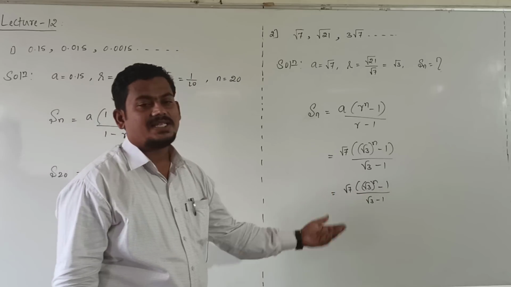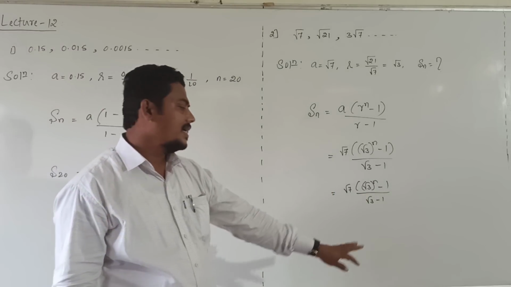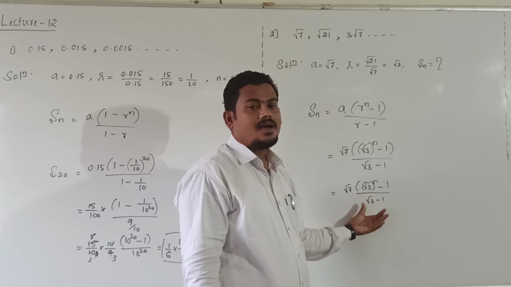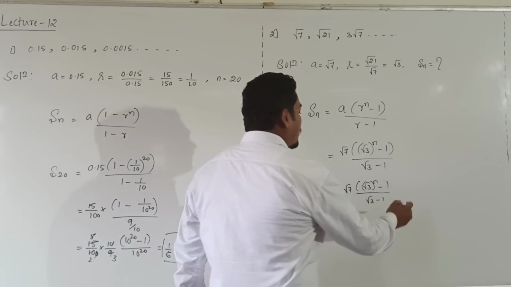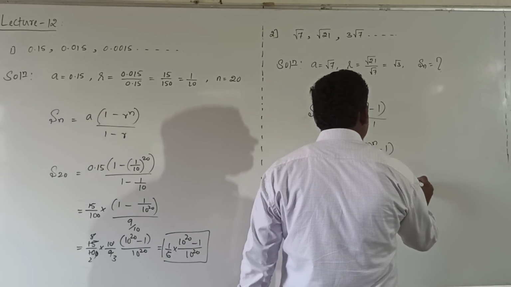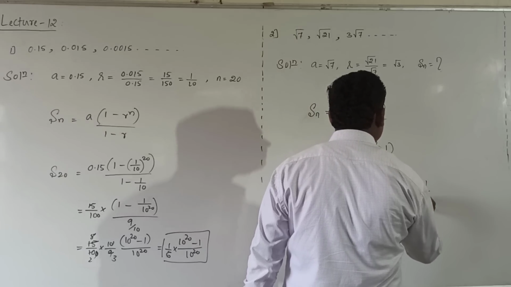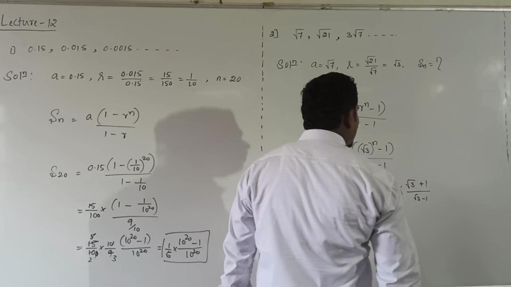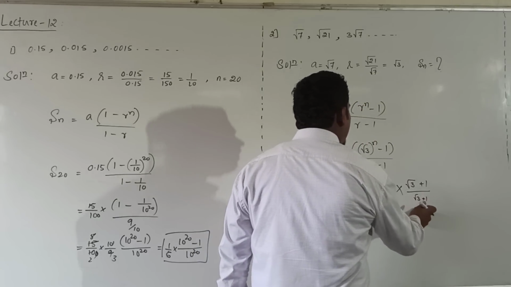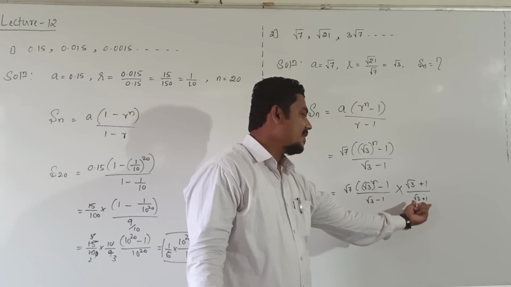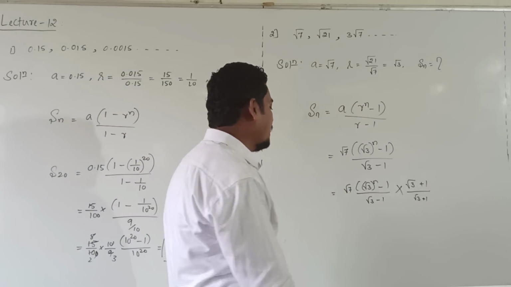Just write this expression, or else you can simplify. Just rationalize the denominator, this is enough. Or else you can simplify, just rationalizing the denominator: root 3 plus 1 divided by root 3 plus 1. Now the denominator becomes a plus b and a minus b, a minus b into a plus b, it will be a square minus b square.